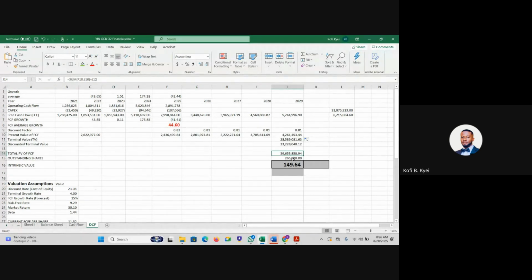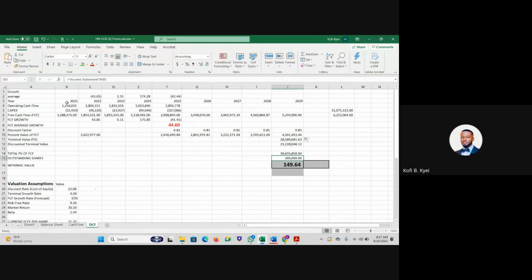Then you apply your outstanding shares. So as I said, this approach overestimates. Even though it's correct, it overestimates the intrinsic value. And for now, I don't think I would want to recommend this Excel, but it works anyway. Some valuers use it. You can verify from anywhere.